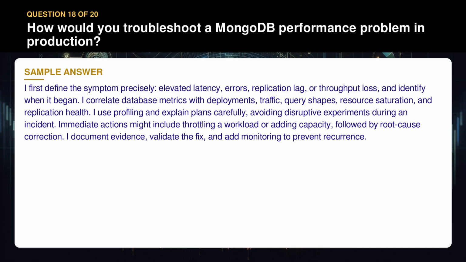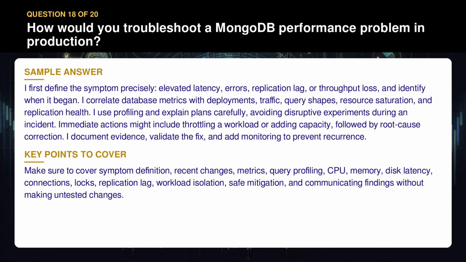Immediate actions might include throttling a workload or adding capacity, followed by root cause correction. I document evidence, validate the fix, and add monitoring to prevent recurrence. Make sure to cover symptom definition, recent changes, metrics, query profiling, CPU, memory, disk latency, connections, locks, replication lag, workload isolation, safe mitigation, and communicating findings without making untested changes.